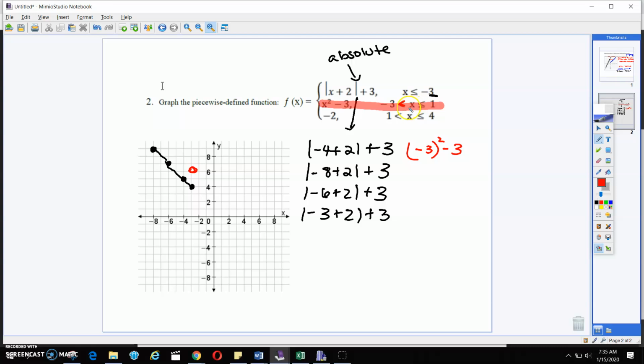So now I'm going to plug in numbers in between negative 3 and 1. So give me another number that's in between negative 3 and 1. 0. Okay, so let's plug 0 in. Well, 0 squared is still 0. And 0 minus 3 is negative 3. So we're going to come down here. We're going to plot that point.